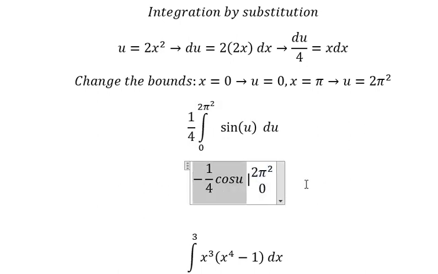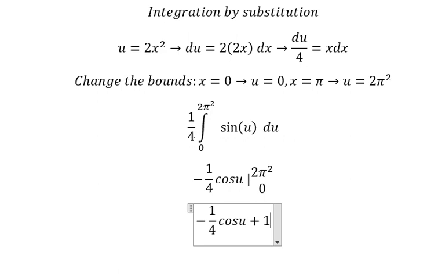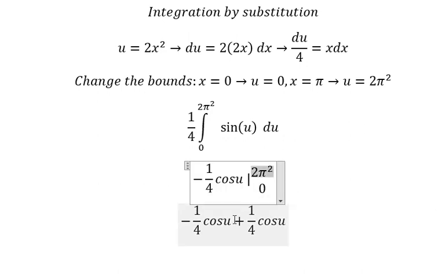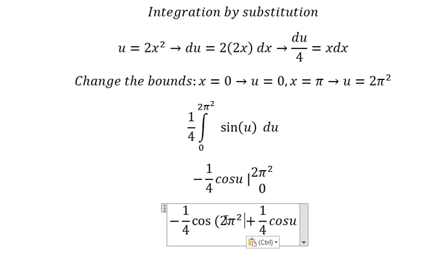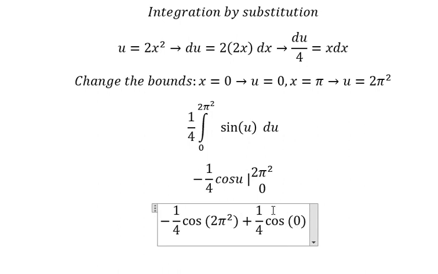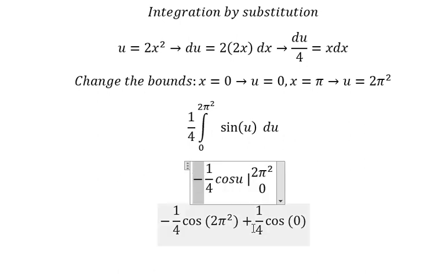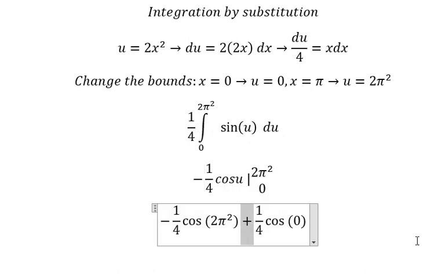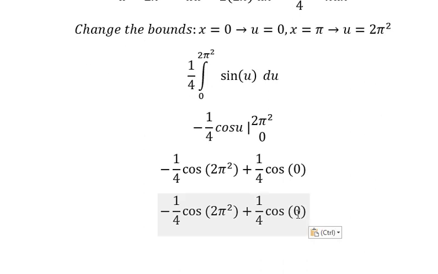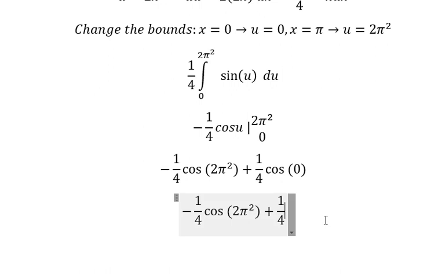And now we have the final answer. So we put this one in here, and number 0 in here. Because this one we have the negative sign, negative with negative, you get positive. Cosine of number 0, you get number 1. And this is the final answer.